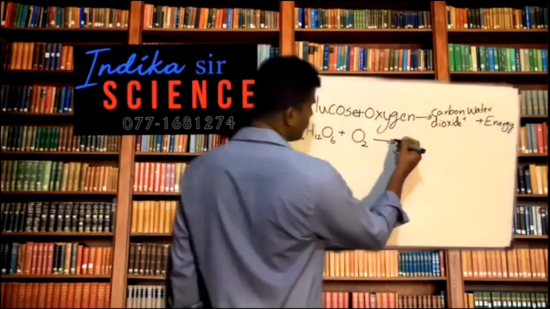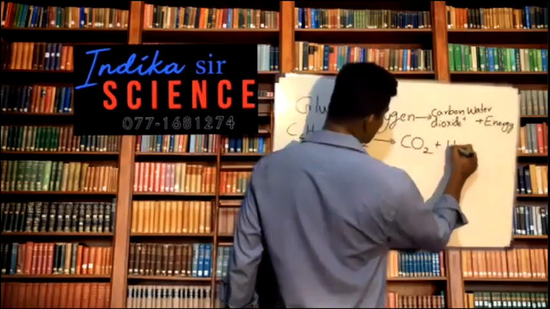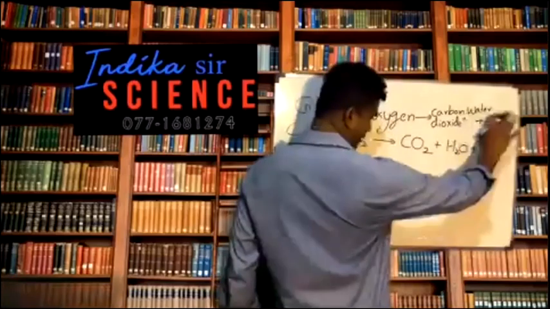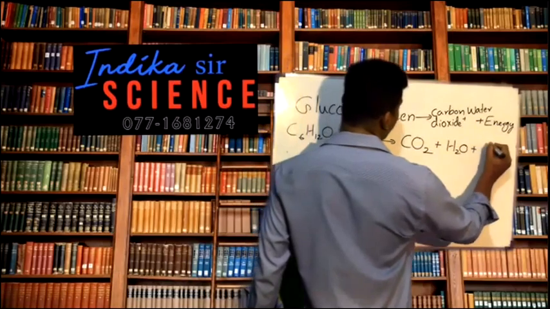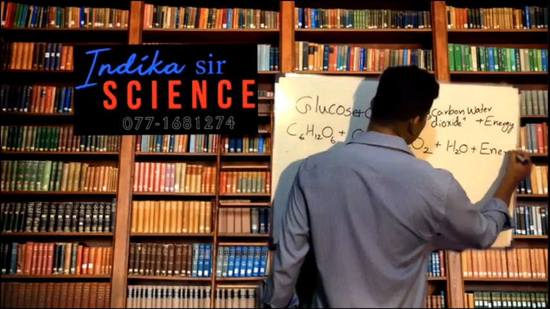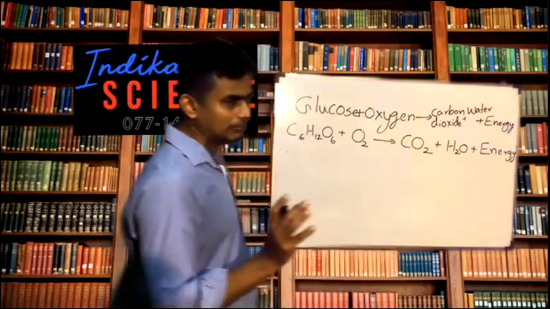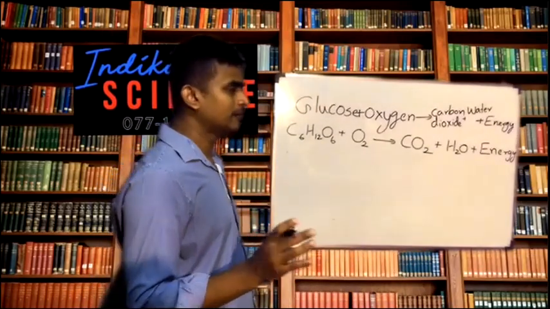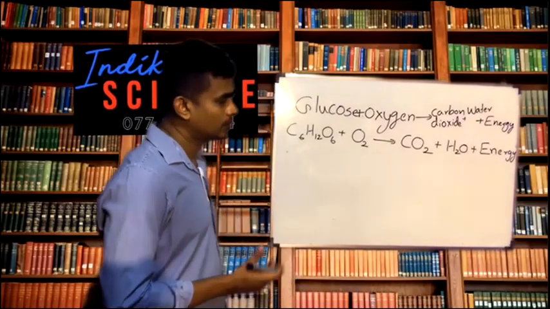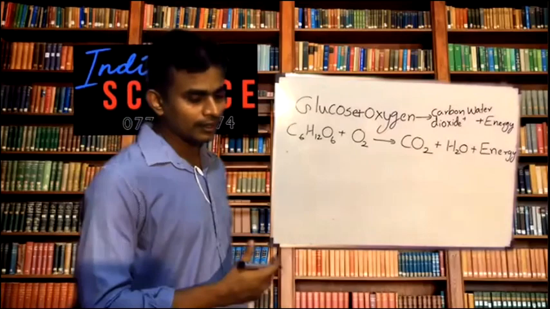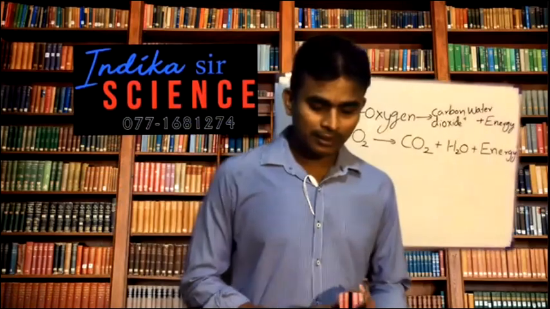The things form carbon dioxide, CO2, plus H2O. This is not a product, not a material, not a matter. It's energy. That's why I'm writing energy here as energy. Actually, the energy here is produced as ATP, adenosine triphosphate. By breakdown of this ATP, energy is released. So it's not a matter. That's why I wrote it this way. So you can complete the table like this.